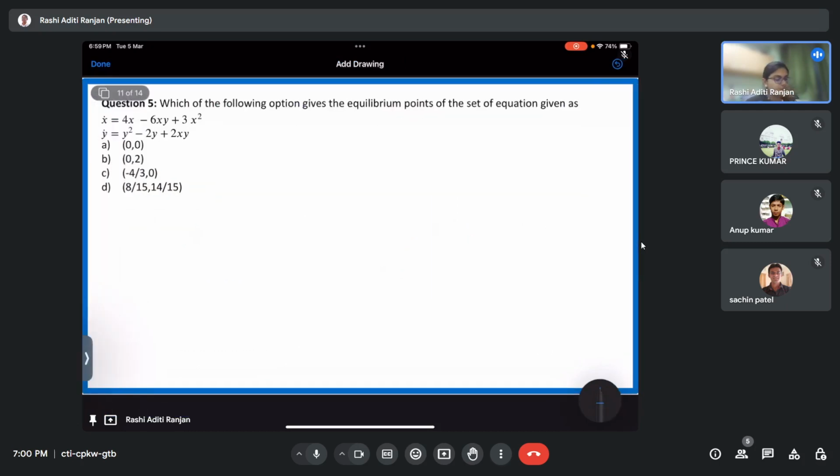Coming on to question number 5. Which of the following options gives the equilibrium point of the set of equations given to us? If you have a nonlinear system, it is essential that for a set of equations you find the equilibrium points. If you're not going to find the equilibrium points, how are you going to analyze it? So this is a very easy question, but still we'll discuss it.